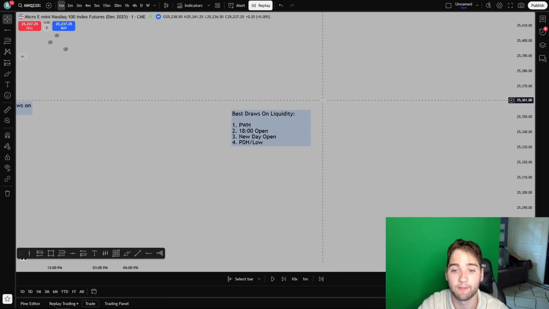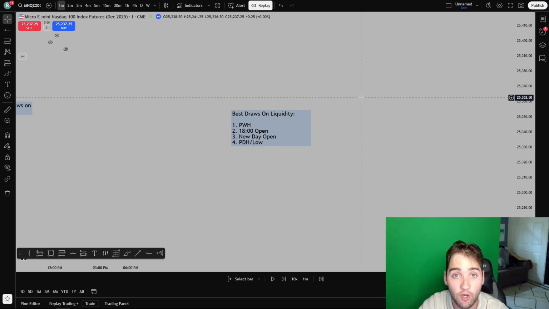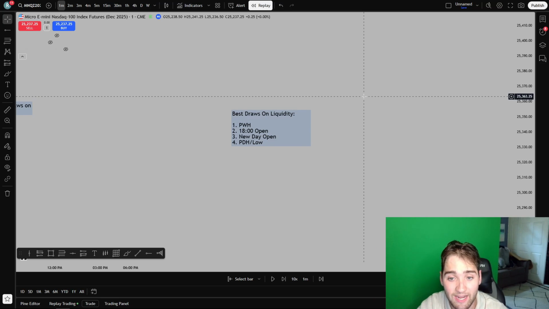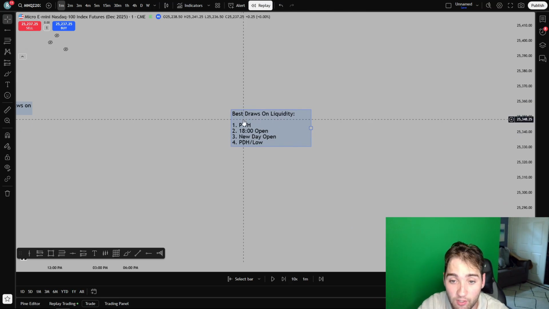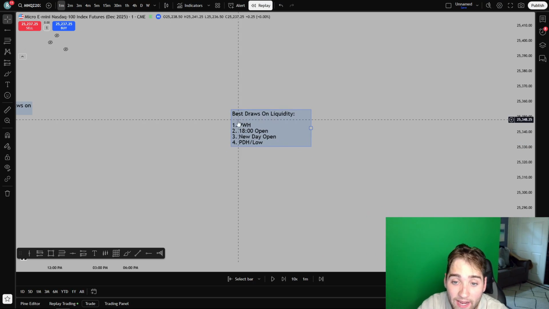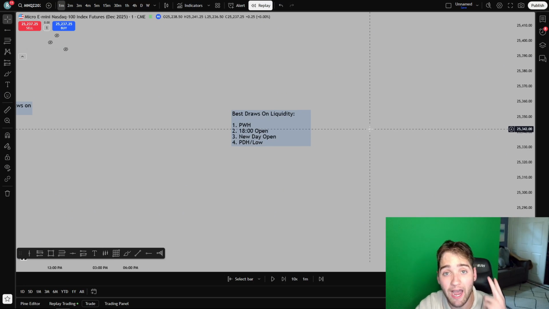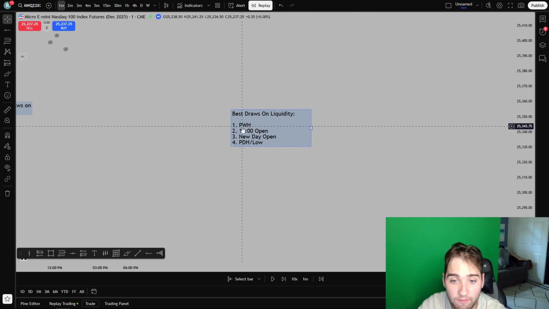Best draws in liquidity. Previous week highs. Highs and lows are a draw on liquidity. However, we're not identifying any highs and lows. These are the only liquidity I mark out every day: previous day high / low and previous week high. Those are our 2 highs and lows for our liquidity. Why not previous week lows?